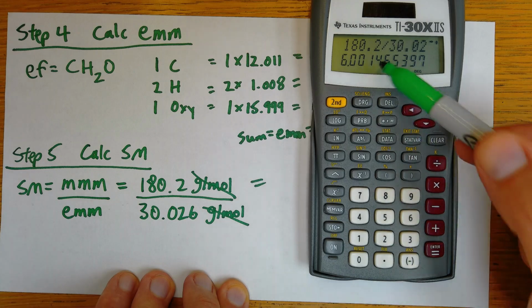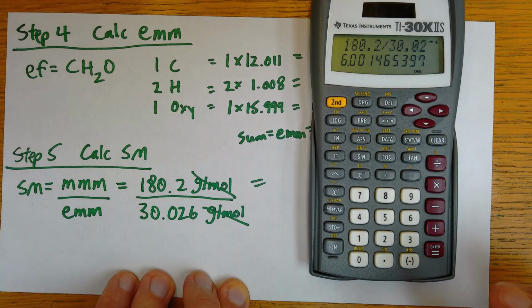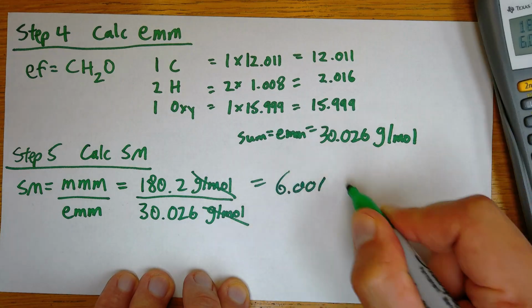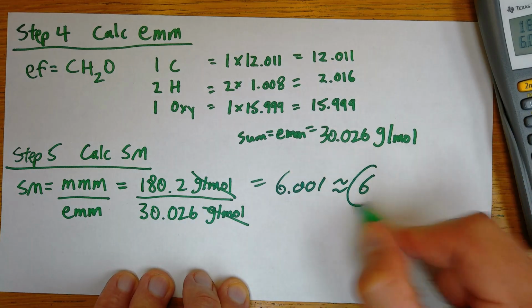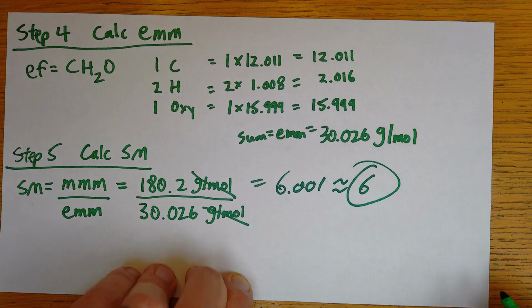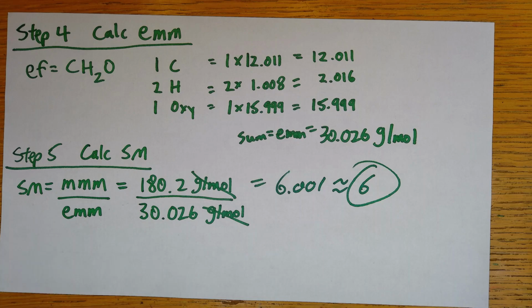But we need to confirm, and yeah, that's 6.001. And at that point, we can be like, okay, that's pretty darn good. That is a 6. All right, so let's take out our empirical formula again.